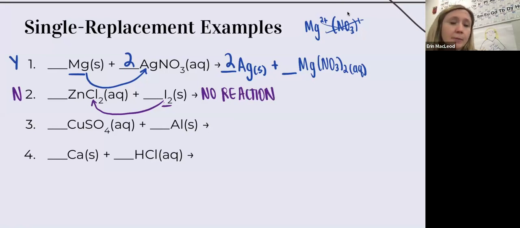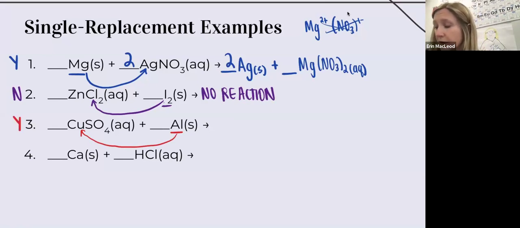Our third one, we've got copper 2 sulfate and aluminum. Find the element by itself, Al. Ask yourself, metal or halogen? Aluminum is a metal. So it's going to try and replace the other metal in the compound. Aluminum is going to try and replace copper. The only way that can happen is if aluminum is higher on the list. Check your list. Aluminum is higher than copper. So this will be a yes.